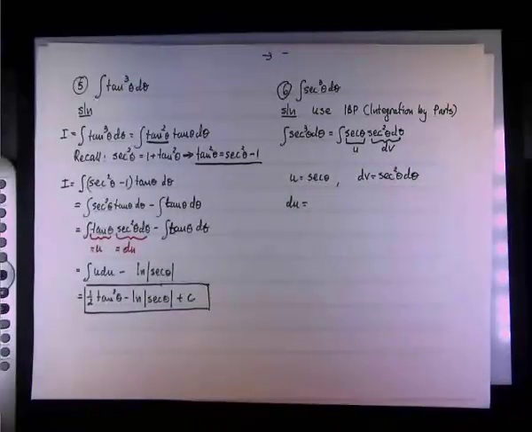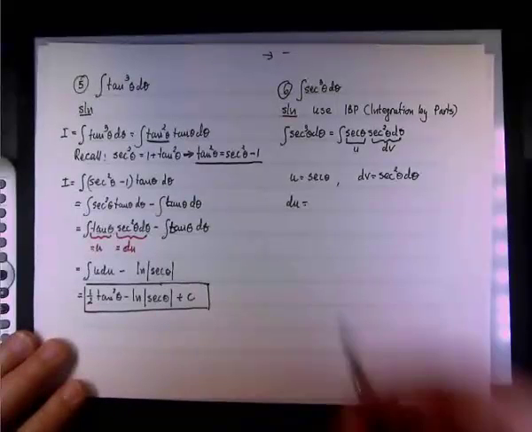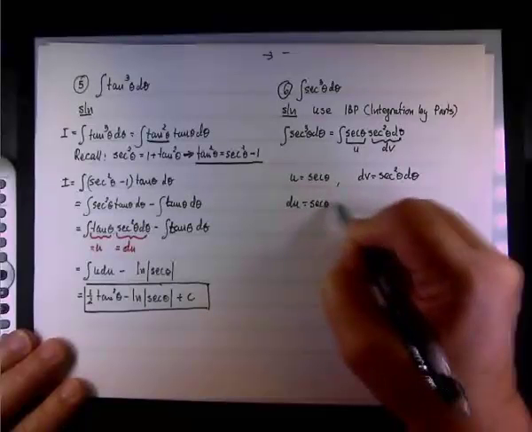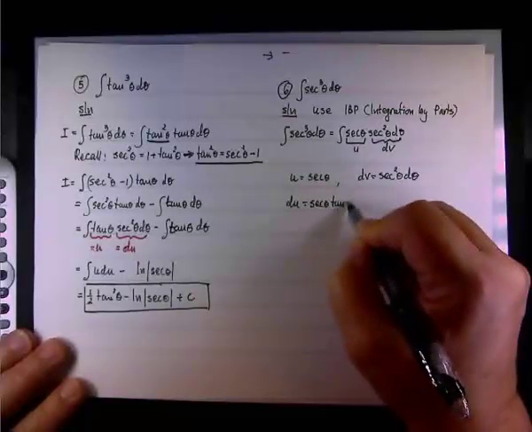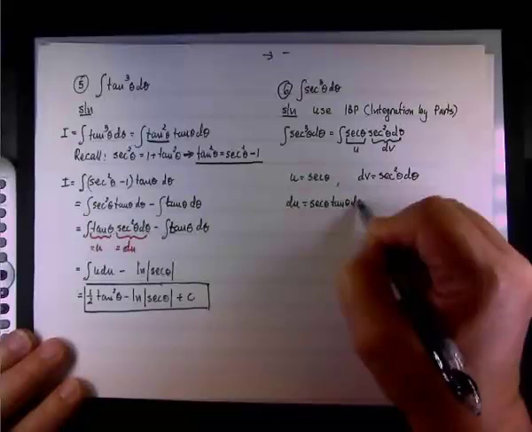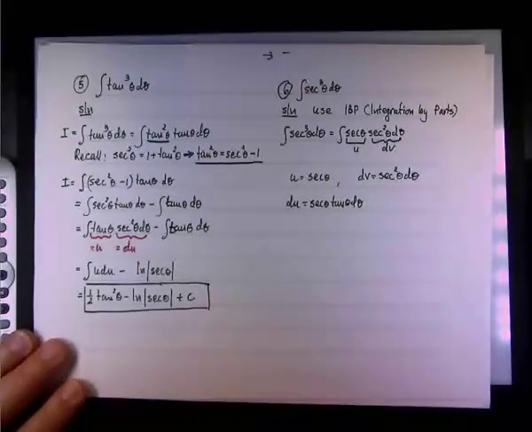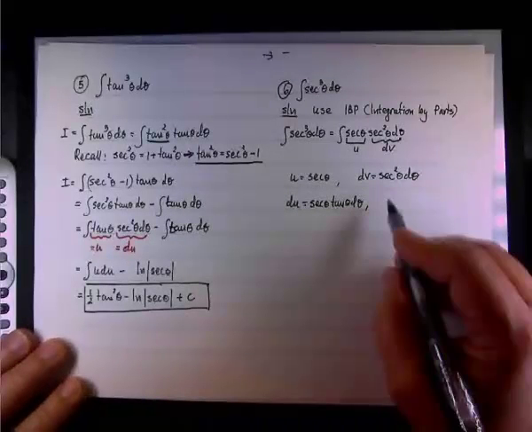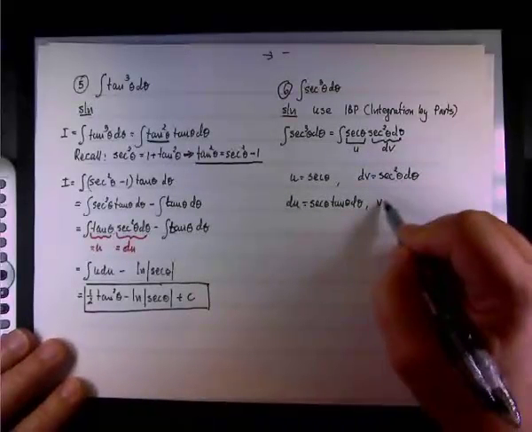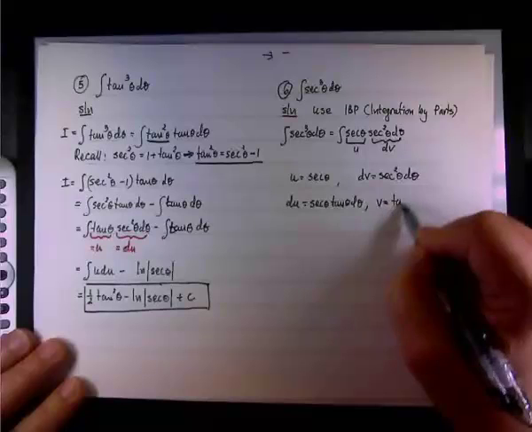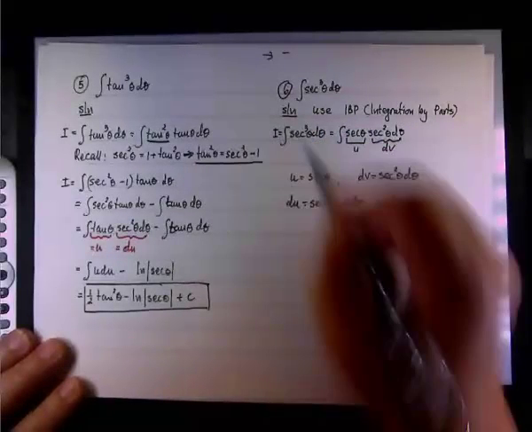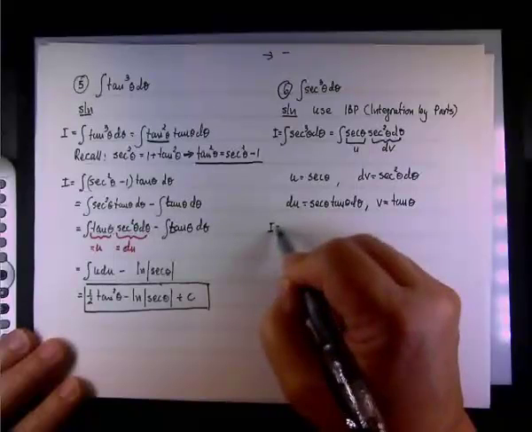Therefore du equals, what is the derivative of the secant? Secant times tangent. And guys, in your test, you forgot to add d theta at the end or dx at the end, because you're looking at du, right? And if dv is the secant squared, what is the antiderivative of the secant squared? All right. So, and this is I, the integral.